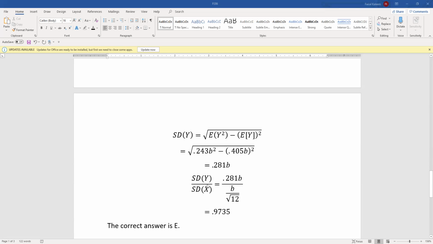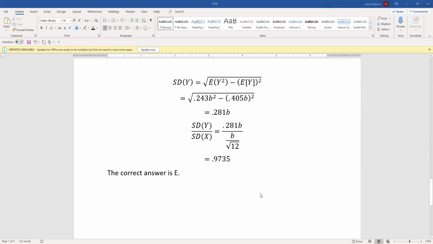And now we have both the standard deviations. So we wanted the ratio of standard deviation of Y to standard deviation of X. So standard deviation of Y is 0.281B. And remember early on we wrote standard deviation of X was B over square root 12. So the B's cancel out and the square root 12 gets multiplied to the 0.281, and we get 0.9735. That was choice E.